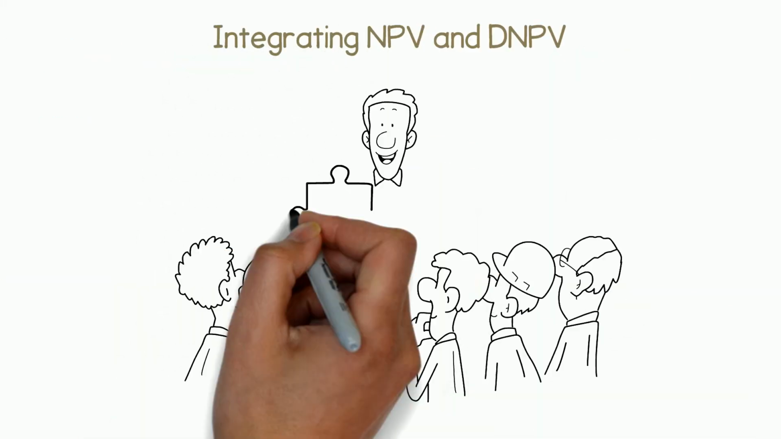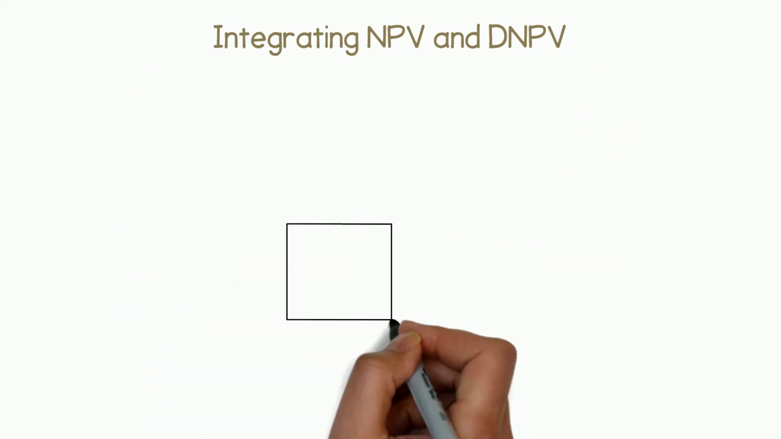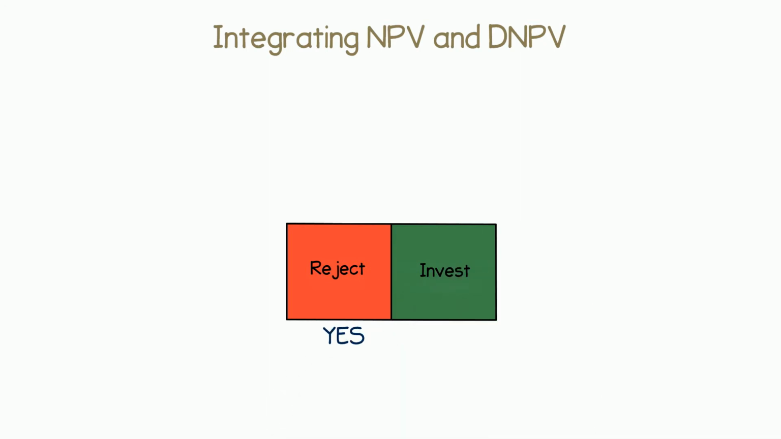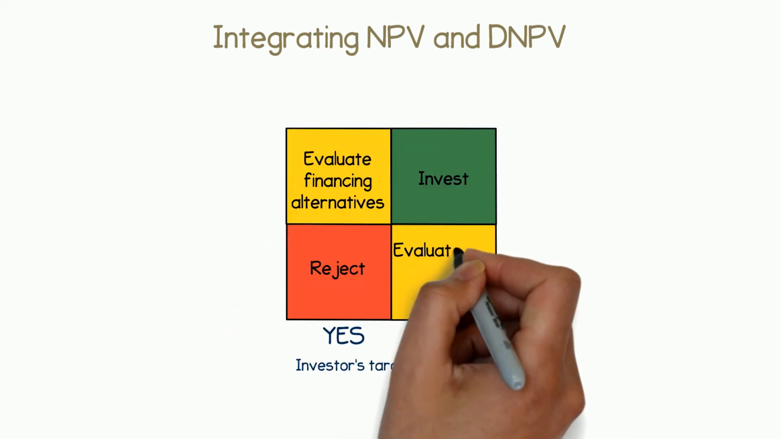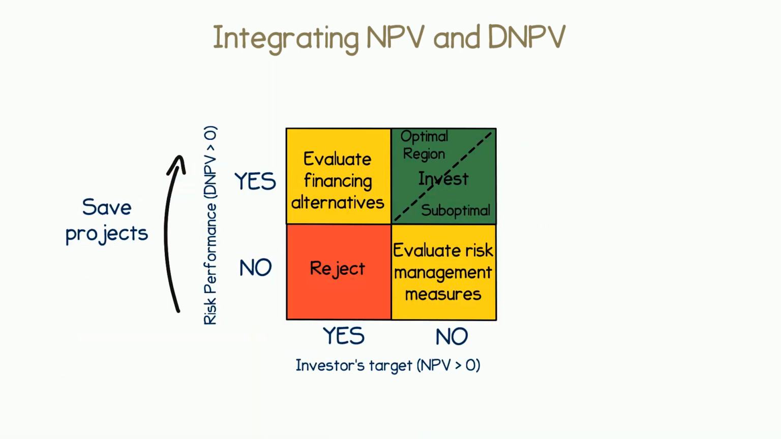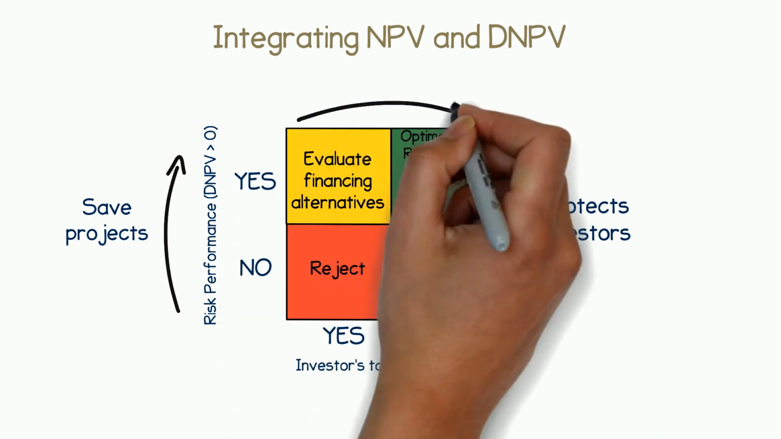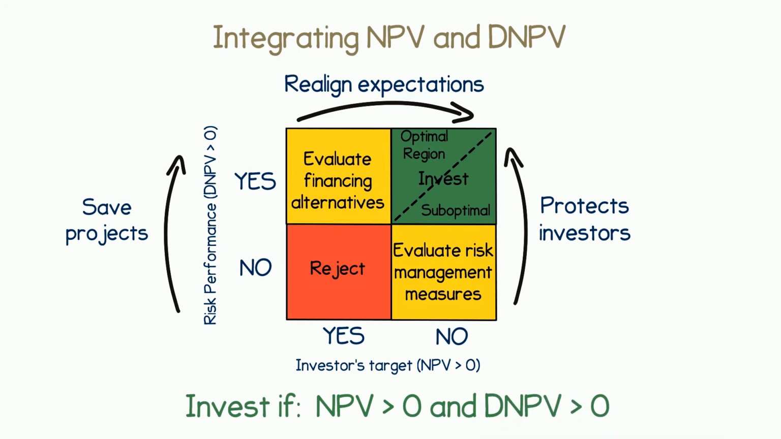Although DNPV overcomes NPV's inherent shortcomings, rather than discarding NPV altogether, the two methods can be combined synergistically. NPV serves to represent an investor's desired return, while DNPV represents investment risks. This provides greater insight when evaluating investment opportunities, which can save good projects from being passed over, help protect investors from latent risks, and align stakeholders' expectations to their actual rather than perceived risk exposure.